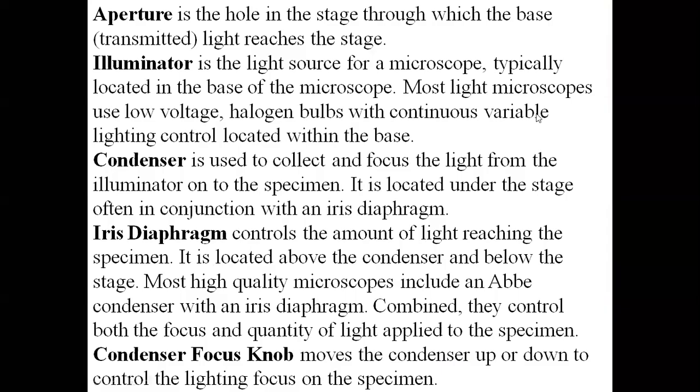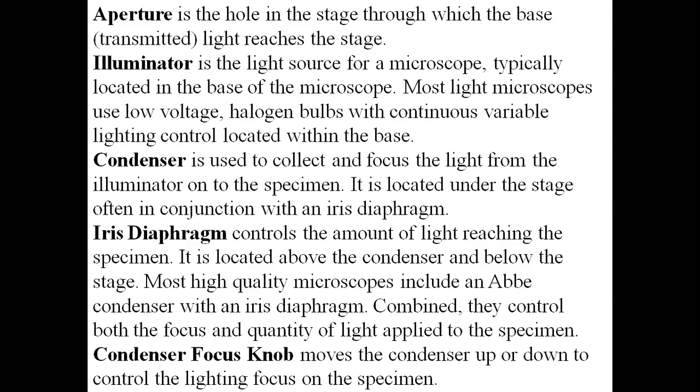With continuous variable lighting, it can be controlled also within the base. In this diagram, in that picture, you will not be able to see it because the variation was not there. But in the second image, I will show you how it is controlled. Then you have your condenser. I already told you, the amount of light which is coming will be condensed or focused into one small place. Okay.